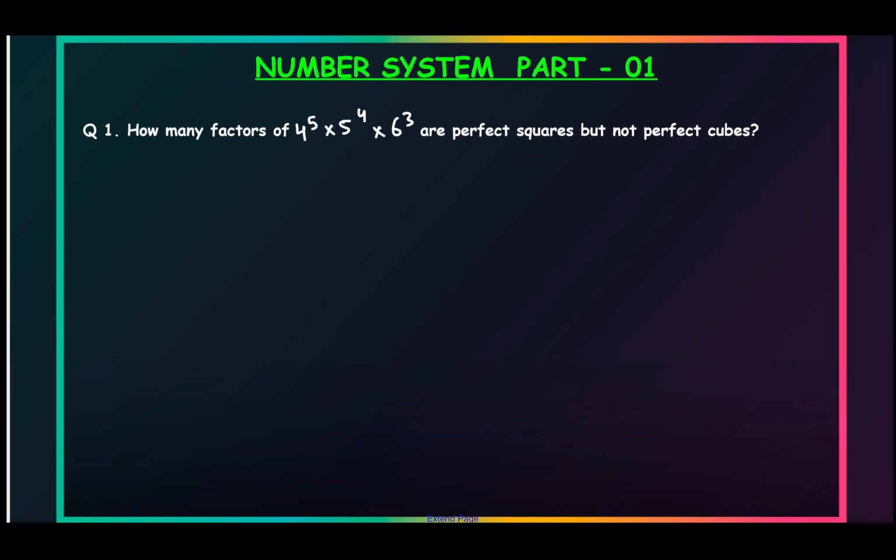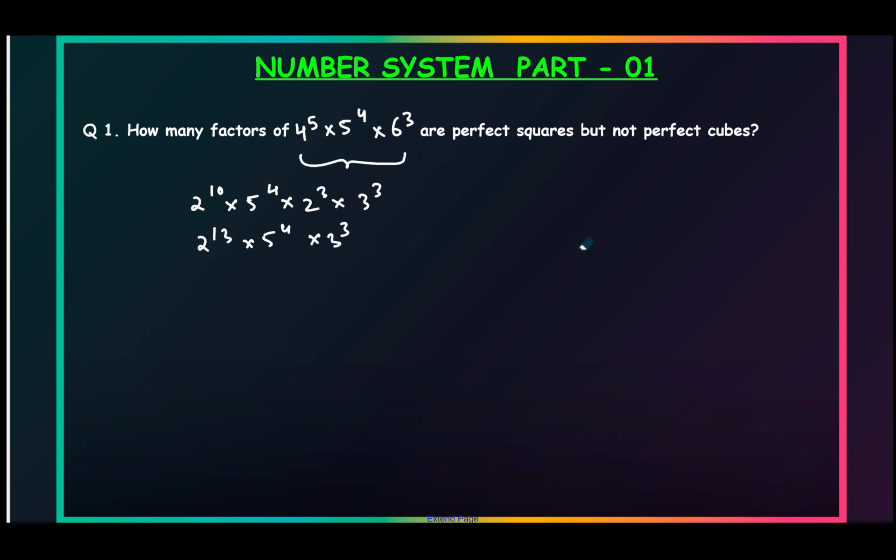The question is, how many factors of 4 to the power 5 times 5 to the power 4 times 6 to the power 3 are perfect squares but not perfect cubes? Right, so in these kinds of questions, firstly write the number in prime factorization form. 4 to the power 5 we can write as 2 to the power 10, and 6 to the power 3 can be written as 2 to the power 3 times 3 to the power 3. As the bases are the same, we can write it as 2 to the power 13 and then the rest of the number.